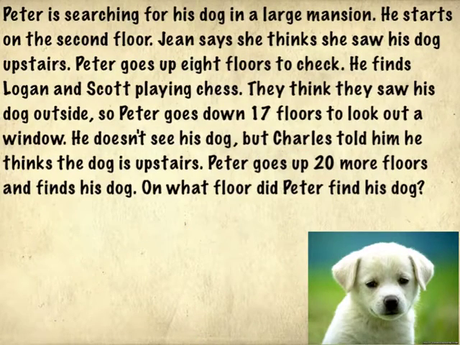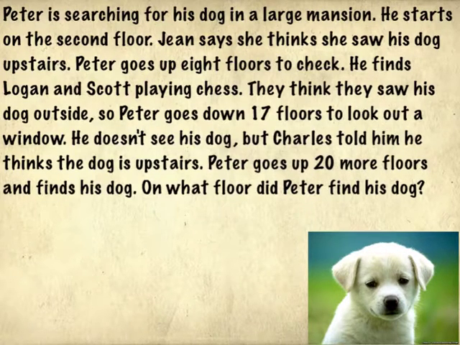So here's one for you to try. Peter is searching for his dog in a large mansion. He starts on the 2nd floor. Jean says she thinks she saw his dog upstairs. Peter goes up 8 floors to check. He finds Logan and Scott playing chess. They think they saw his dog outside, so Peter goes down 17 floors to look out a window.